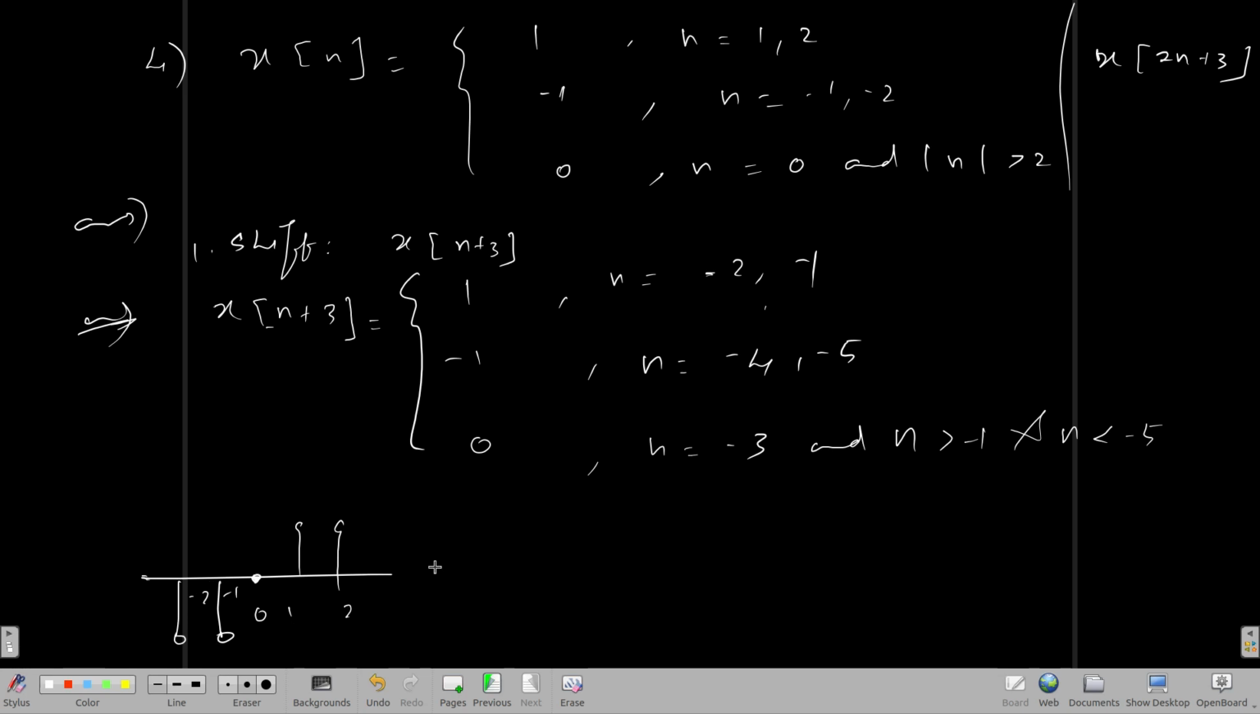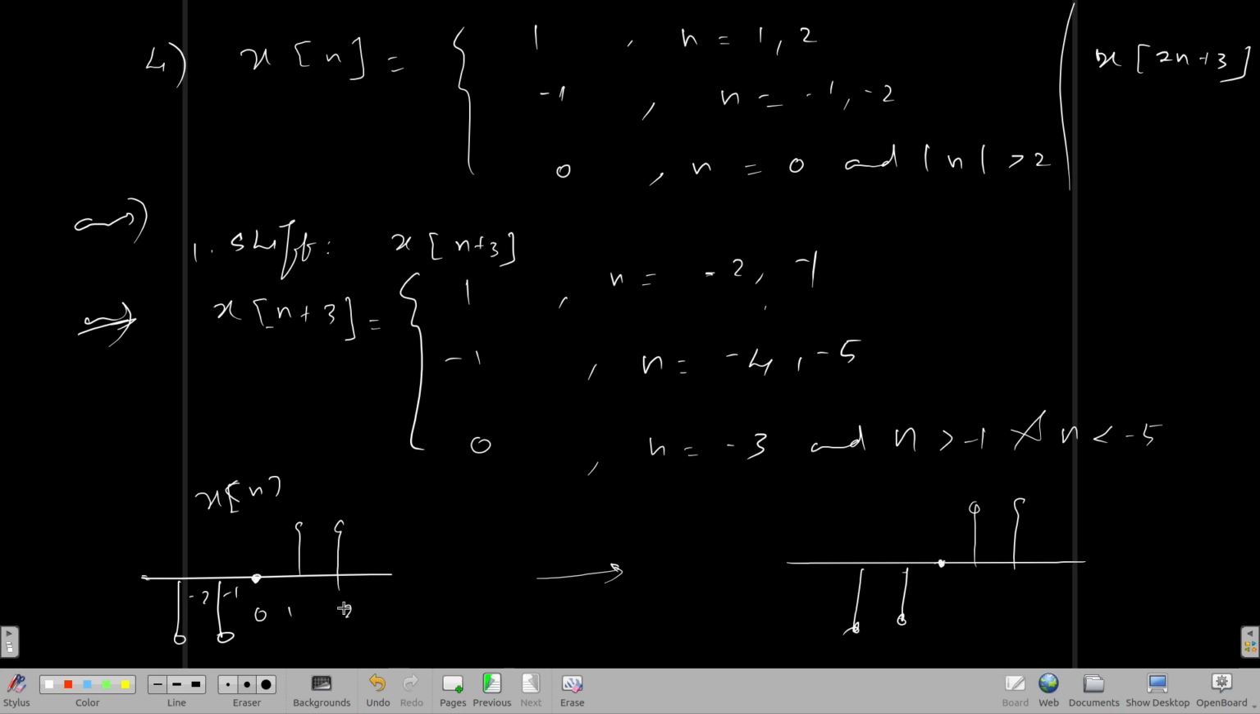So now what are we going to do? We are going to shift it to the left by 3. This is x of n. Right, we are going to shift it to the left by 3. So how do we do it? Just shift it, right? Simple. So anyway, the shape won't change, so we can just draw it like this and put the indexes properly.